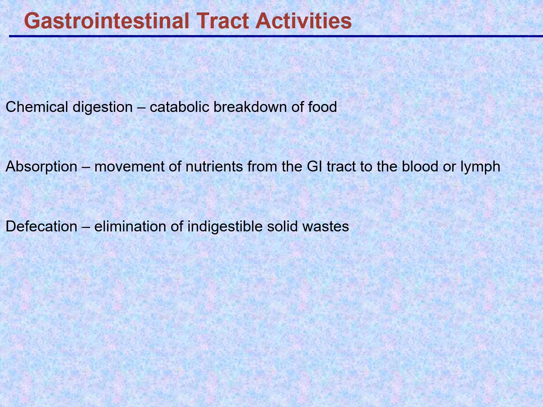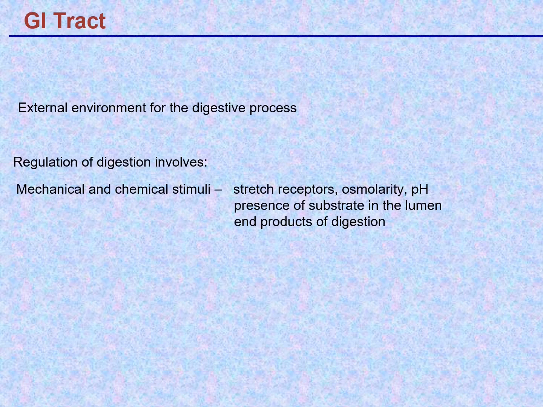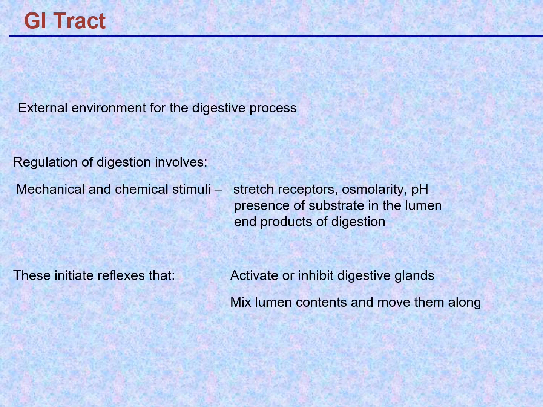Defecation is elimination of anything that's indigestible, solid waste. So, the GI tract is an external environment, external to your body tissues, and it's used for the digestive process. There's a lot of things going on in there that if your tissues were exposed to them, your tissues would get digested, and you don't want that. So it's outside of your tissues, in this space that's continuous with the outside world.